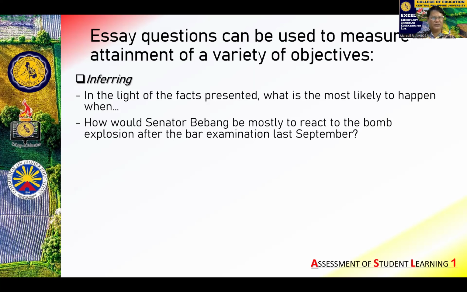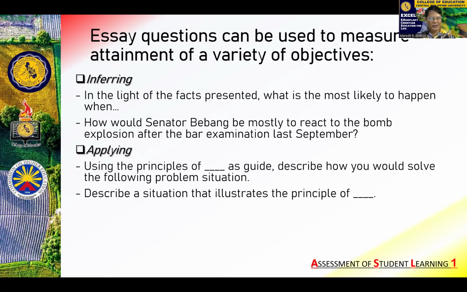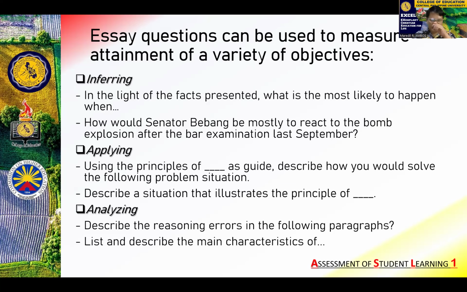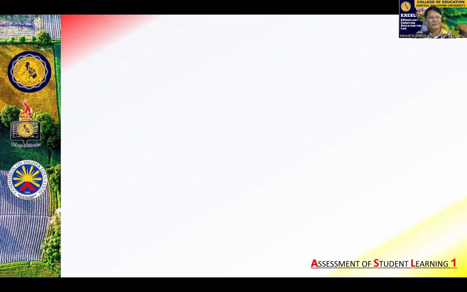For inferring: in the light of the facts presented, what is most likely to happen when? Or how would Senator Bebang react to the bomb explosion after the bar examination last September? It's inferring. For applying, examples that we can have are: using the principles of... as a guide, describe how you would solve the following problem situation. What about: describe a situation that illustrates the principle of? So you have, of course, to apply the principle. What about analyzing? We can use here: describe the reasoning errors in the following paragraphs. So you need to analyze. List and describe the main characteristics of.